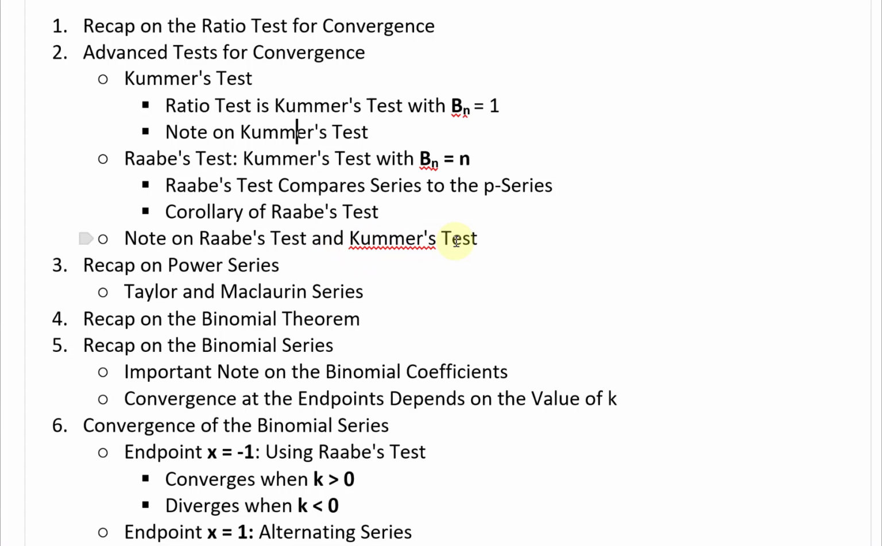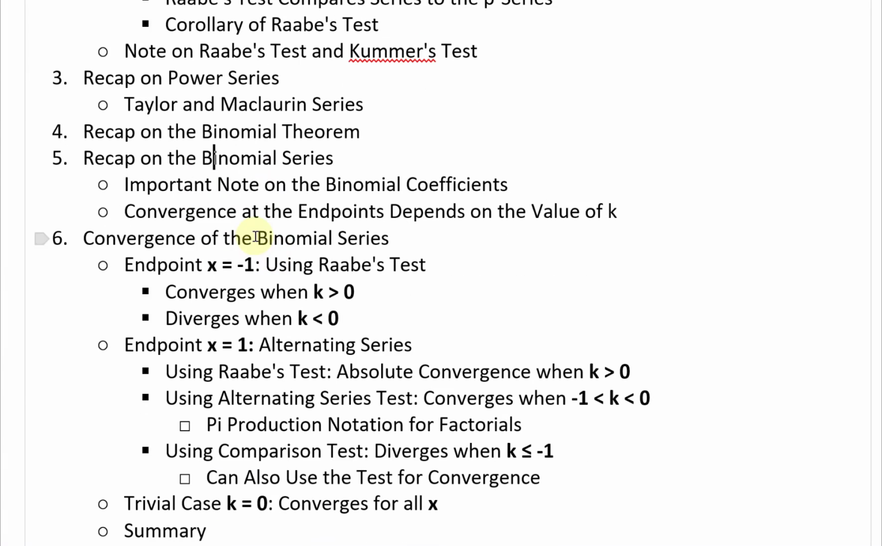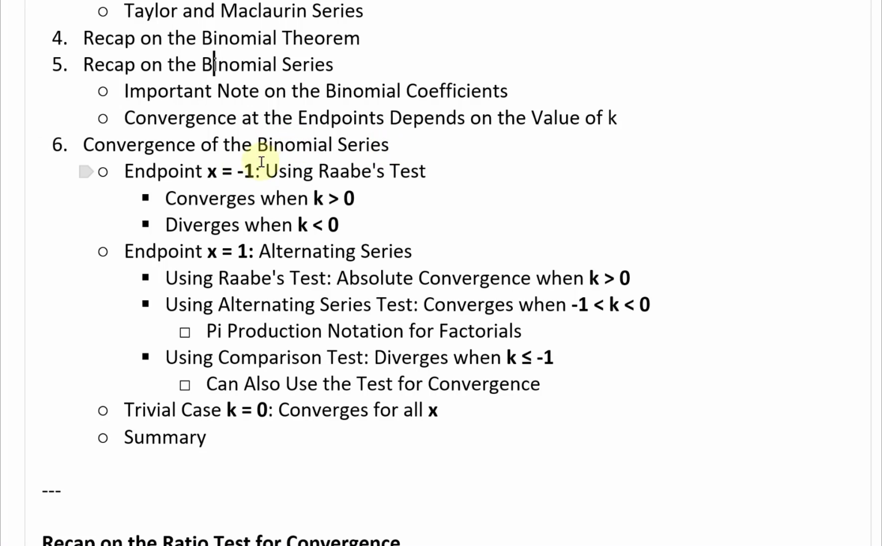Then a corollary of Raabe's test, and a note on Raabe's test and Kummer's test, and then a recap on power series, and then I'm going to look at Taylor and Maclaurin series, and then a recap on the binomial theorem, and then a recap on the binomial series, and then an important note on the binomial coefficients, and then look at convergence at the endpoints and how it depends on the value of k. And then convergence of the binomial series, looking at endpoint x equals -1 using Raabe's test. Basically we'll be using Raabe's test to show that it converges for k greater than 0 and diverges when k is less than 0.